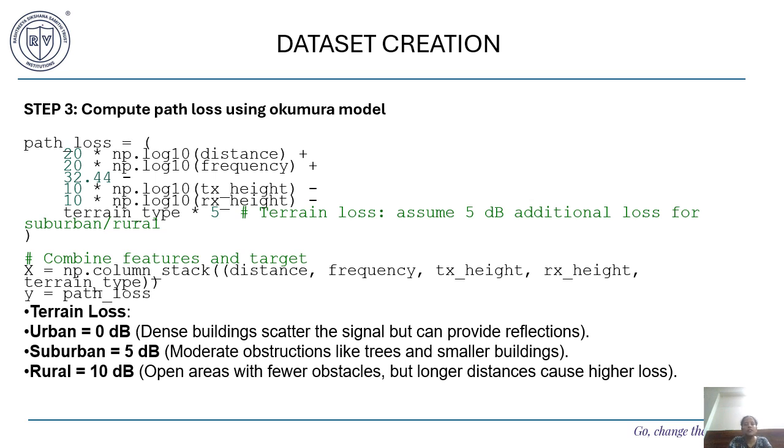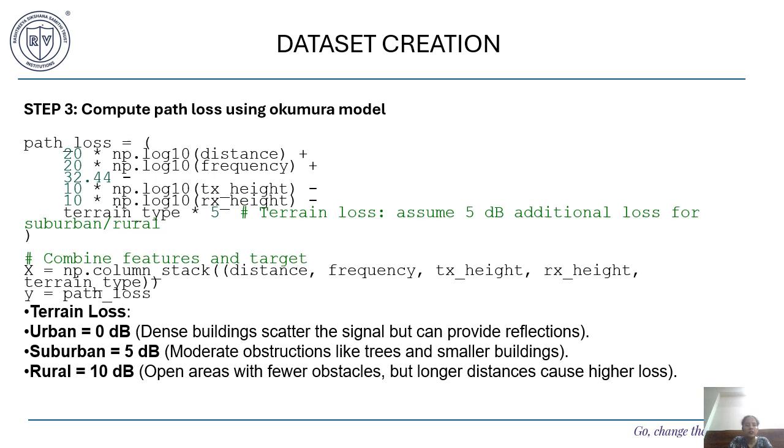Step 3 is to compute the path loss using the Okumura model. The artificial neural network is designed to predict the path loss based on 5 input features. As we've already mentioned, it has multiple layers of ReLU activation, allowing it to capture complex relationships. The model is trained using the ADAM optimizer to minimize the mean squared error.